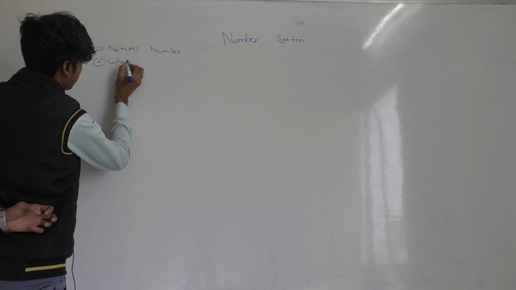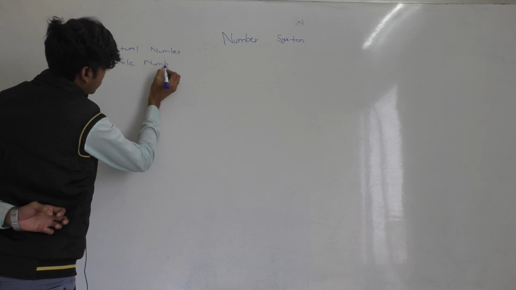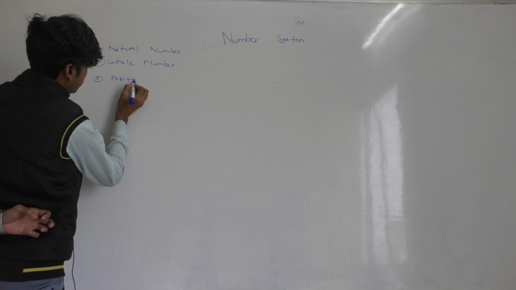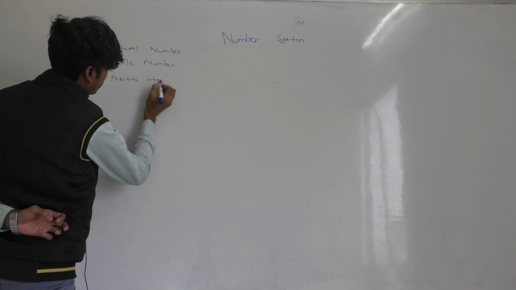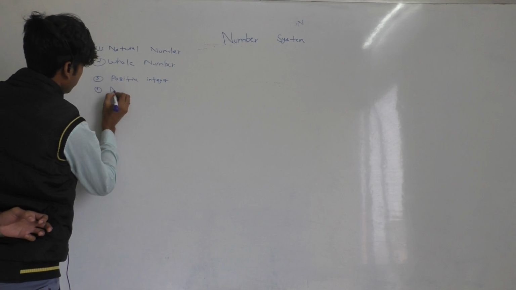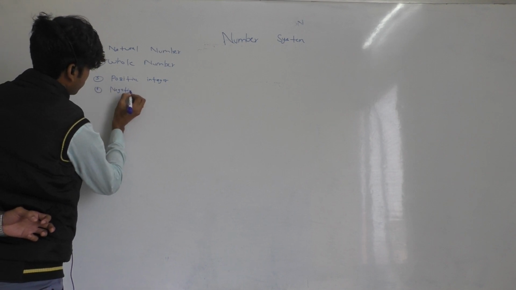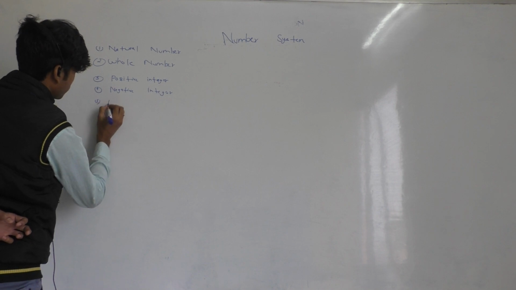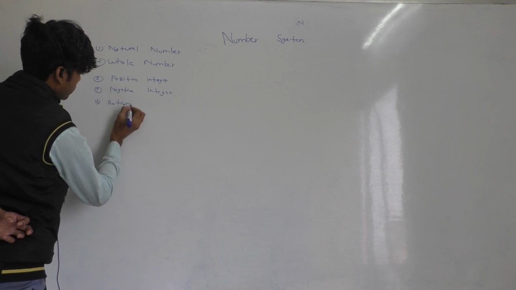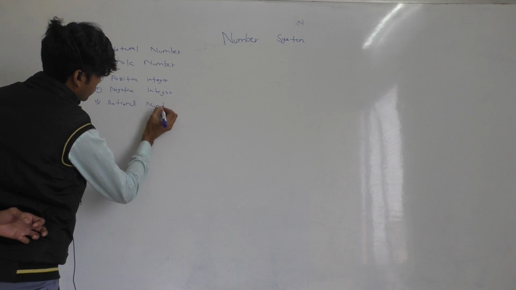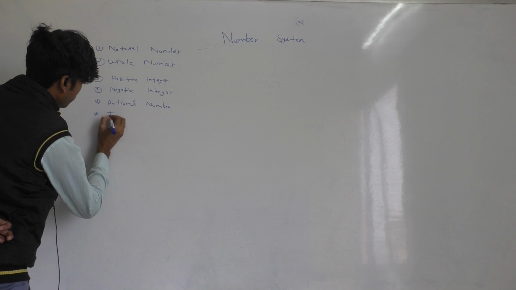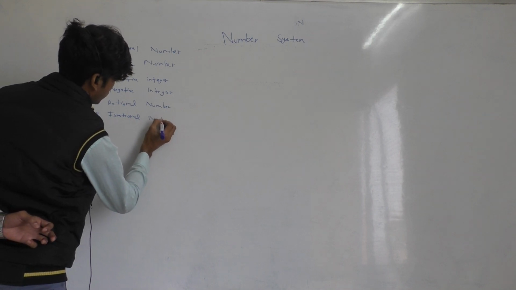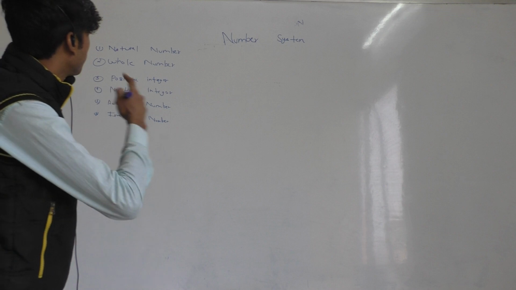whole number, positive integer, negative integer, rational number, irrational number. I'll teach you this number system one by one.